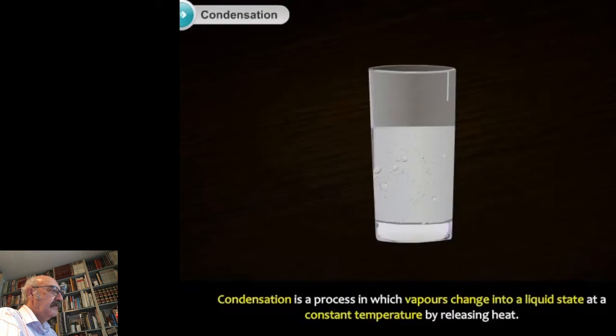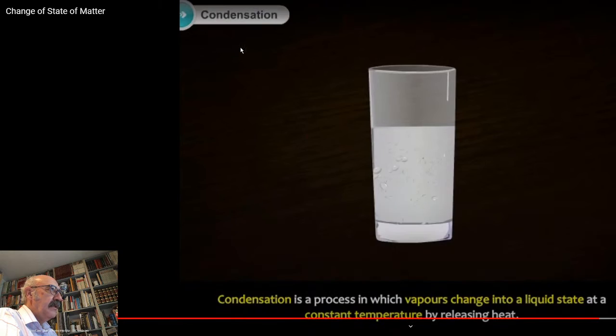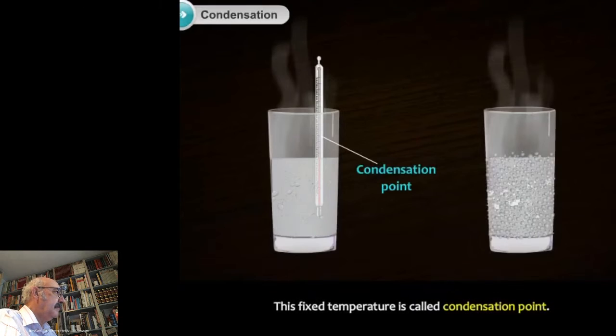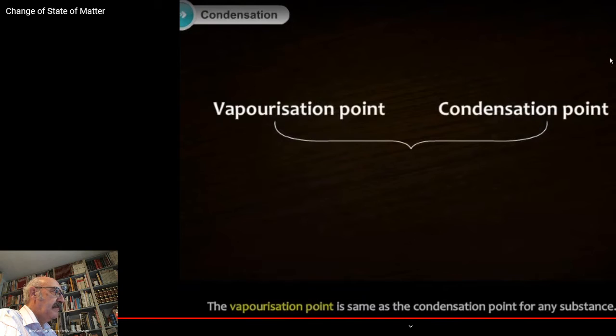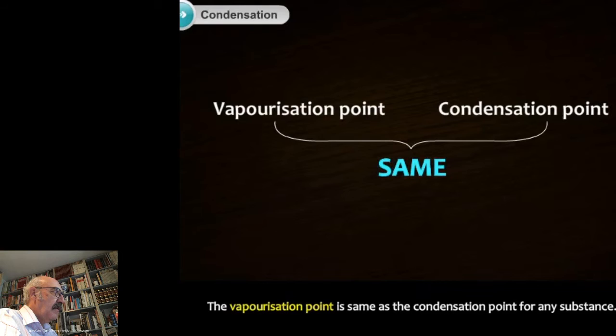Condensation is a process in which vapors change into a liquid state at a constant temperature by releasing heat. This is the opposite. Condensation is when you have first vapor, gas, and it turns into a liquid. Remember rain. This fixed temperature is called the condensation point. The vaporization point is the same as the condensation point for any substance.